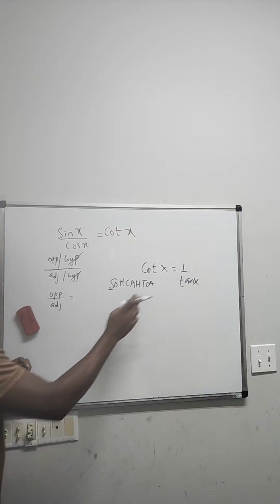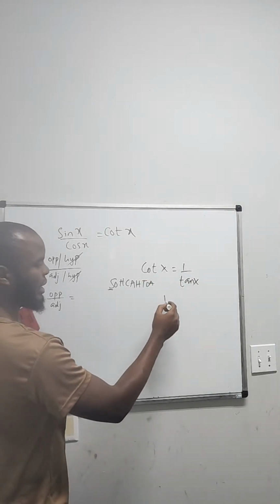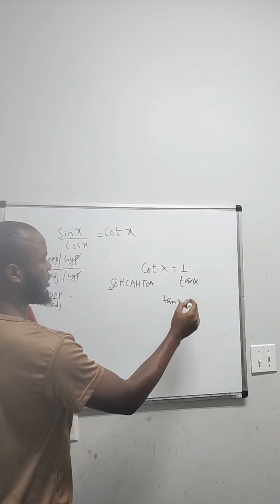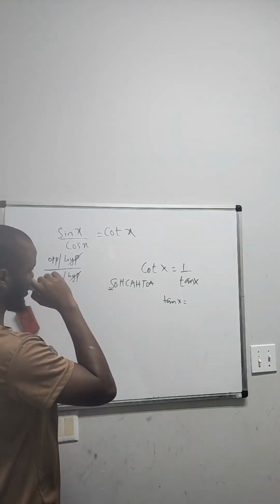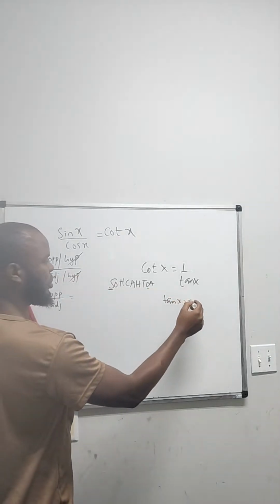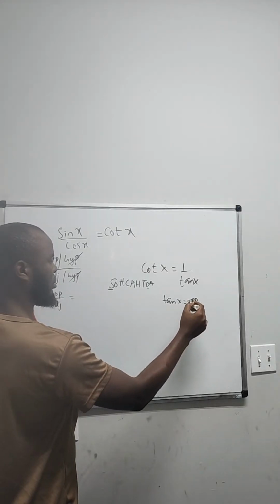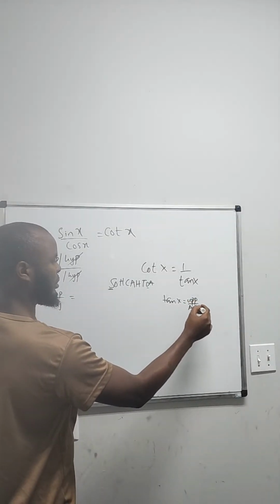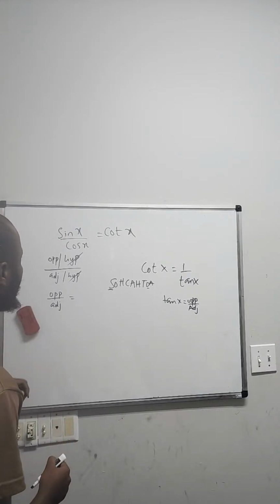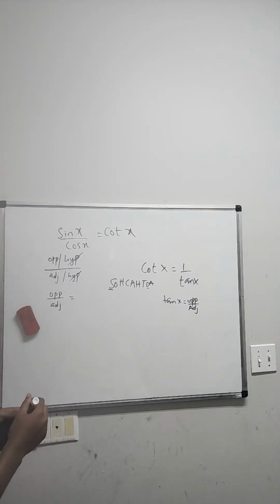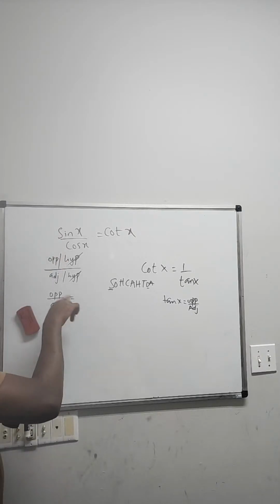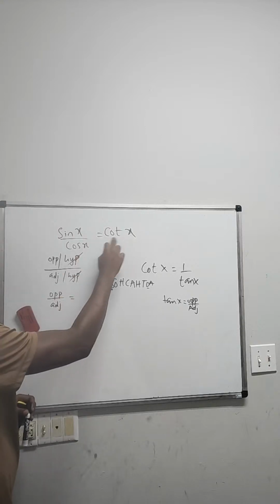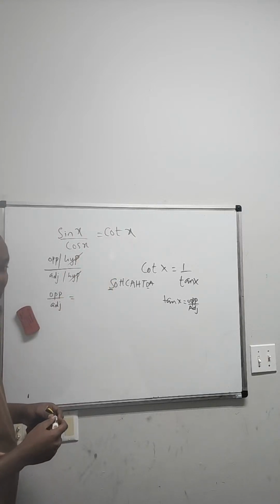And cot x is 1 over tan x. And we know that tan x, or tan theta, is opposite over adjacent. Even looking at this, sin x over cos x can never be cot x. Even the expression is itself wrong. It should be tan x.